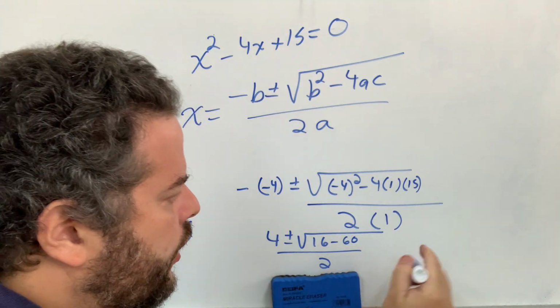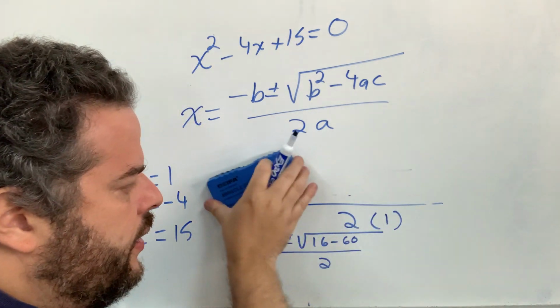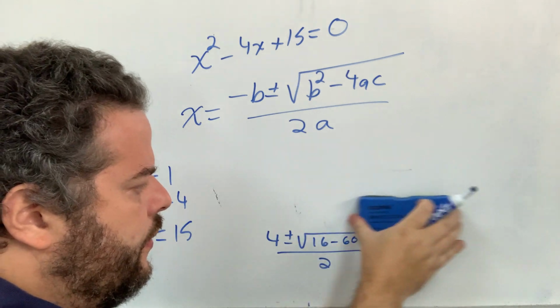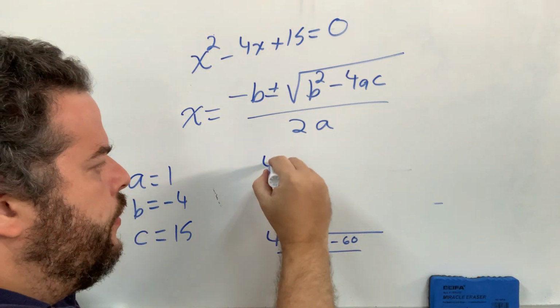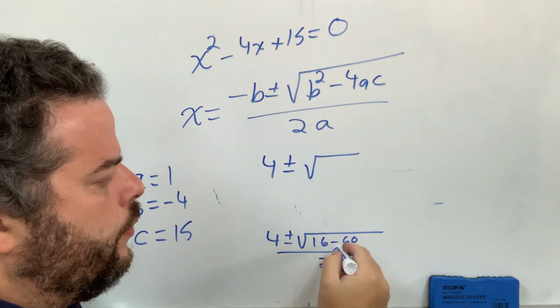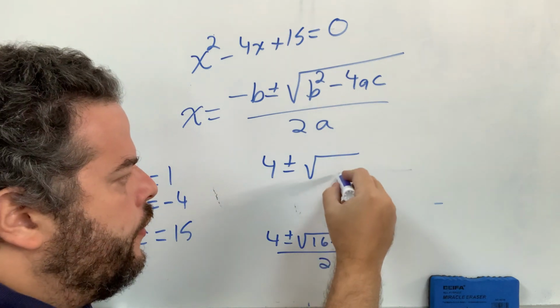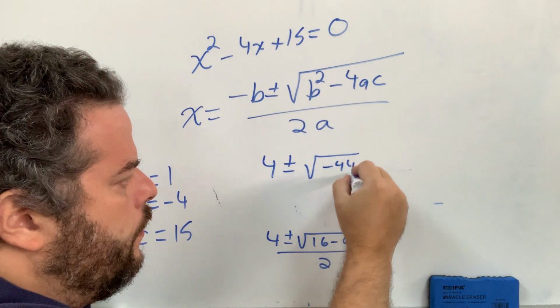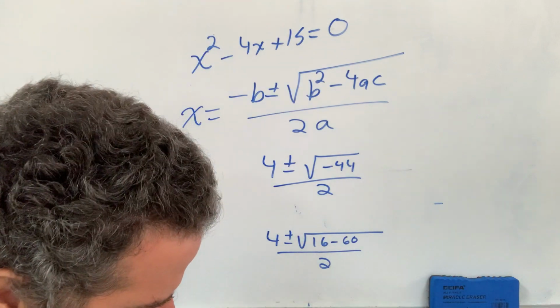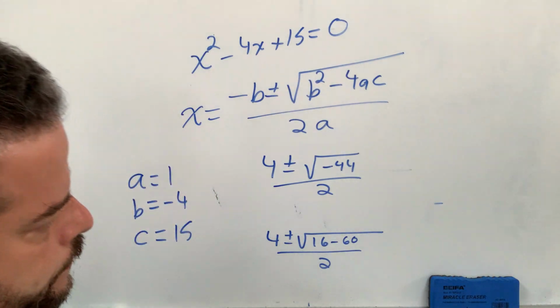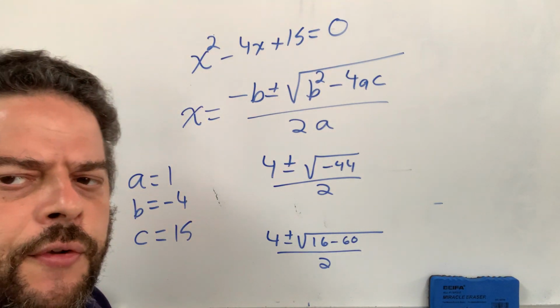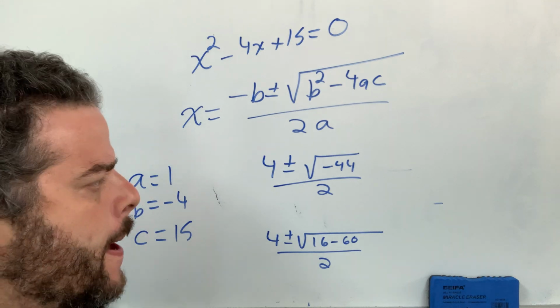I'm going to continue working on this side, or actually I can just go ahead and erase this here. I'm going to end up with 4 plus minus square root of negative 44 over 2. Now, note one thing. There's a couple of things that are happening here.